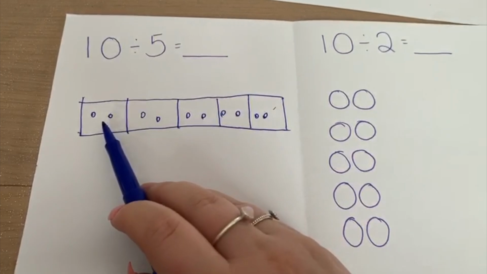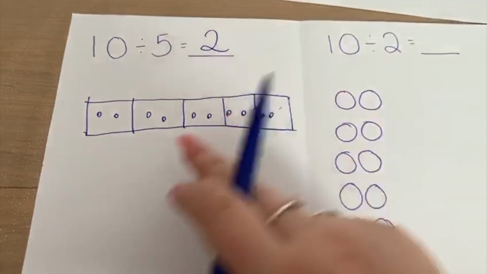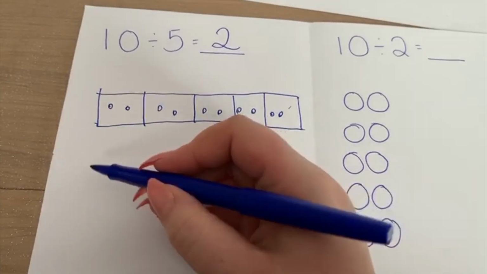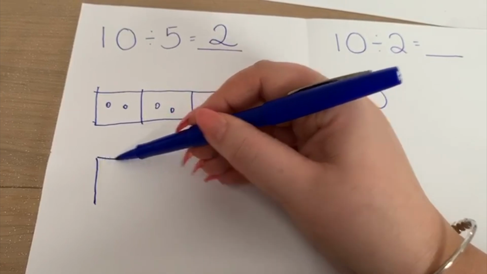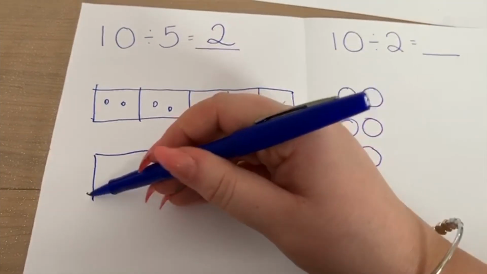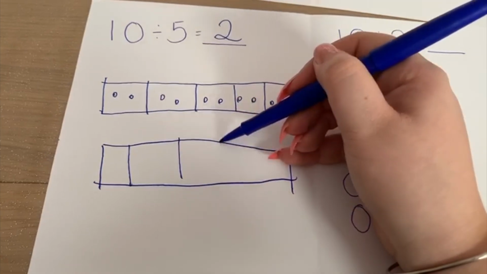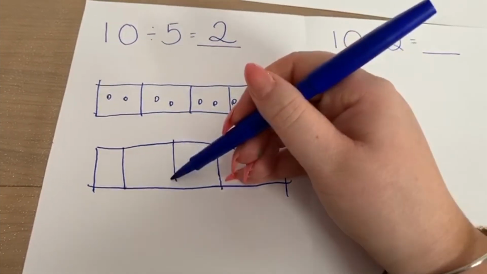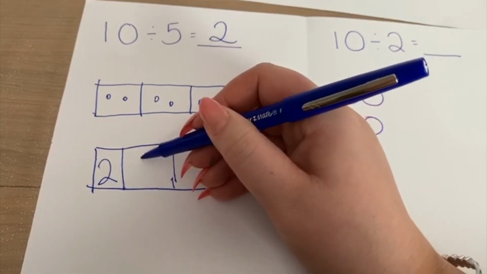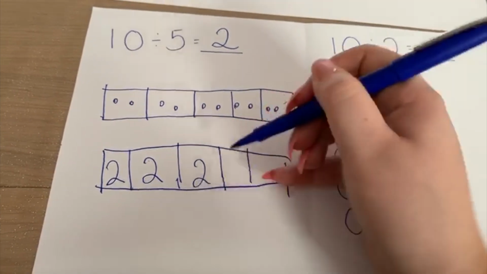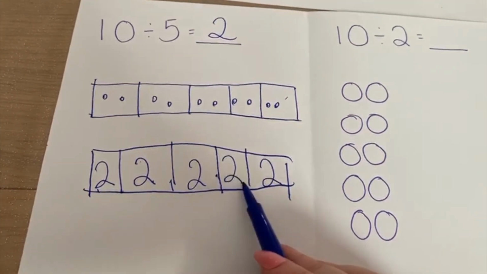Now how many have I got in each group? I have 2. Now instead of doing dots, what I could do is I could count in 2s. So if I make my bar again, my very wiggly bar, I could then count in 2s instead. 2, 4, 6, 8, 10.